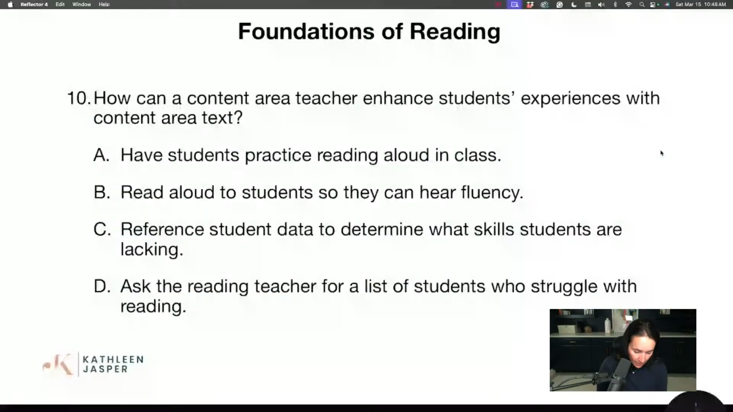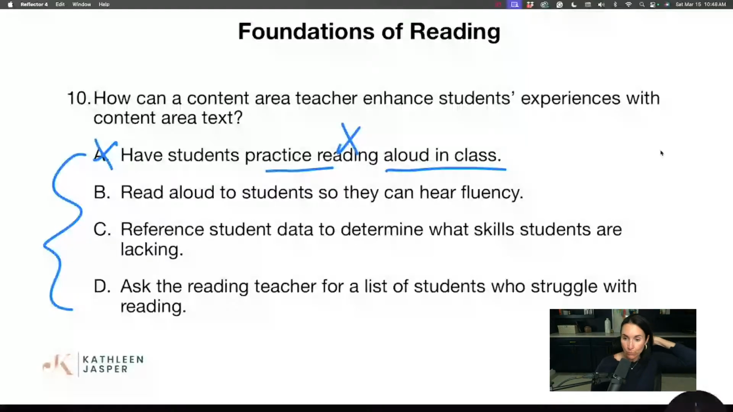All right, let's have a look at number 10. A, have students practice reading aloud in class. Probably not the correct answer. Reading aloud is a really good strategy. Here's a quick tip for those of you who have a hard time getting volunteers to read aloud in class. When I would do read aloud, think aloud with my high school students, I always had the same students raising their hands to read. And when we would read aloud, I'd have to break up the reading and be like, okay, who's next? Who wants to read next? Come on, guys, somebody raise their hand. High school kids are like, no, I'm not doing it.